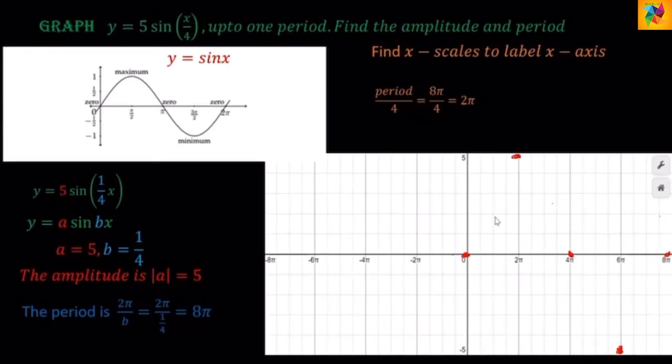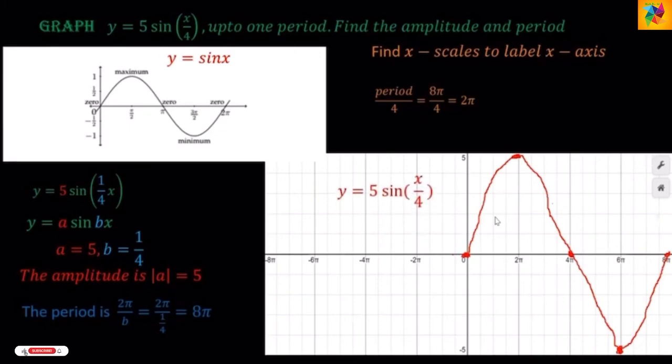So now we're going to label them. All you have to do is go ahead, I'll give you a minute, and connect the points. Make sure that you don't draw straight lines. It's just like a parabola, do your best. There we go. That's the graph of our y equals 5 sine of x over 4.